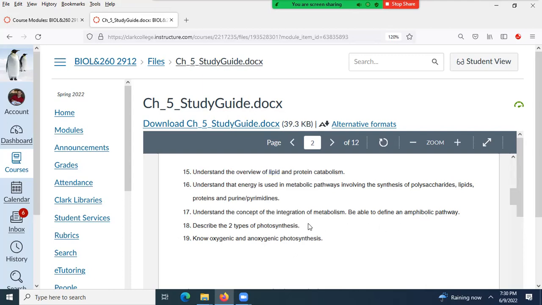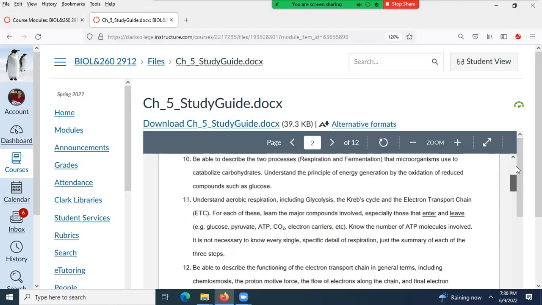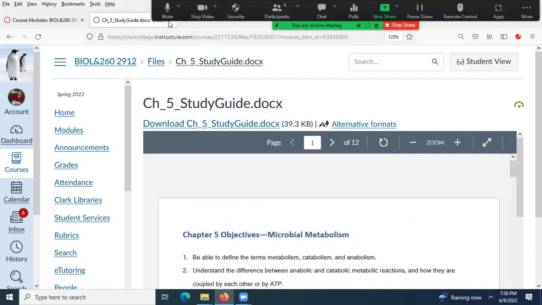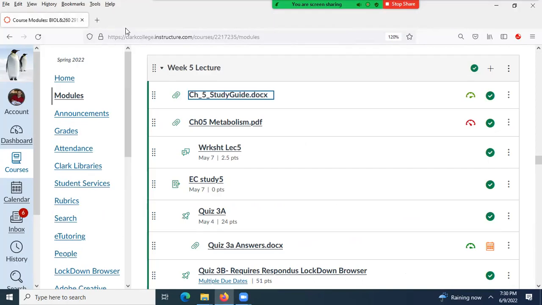All right, you should describe the two types of photosynthesis. There is cyclic photosynthesis, making ATP, and non-cyclic photosynthesis, making glucose. You only need to know one form of non-cyclic photosynthesis, which is the form which makes oxygen. Okay, you don't need to know the other one. All right, any questions about chapter 5? Not, let's move on to chapter 4.